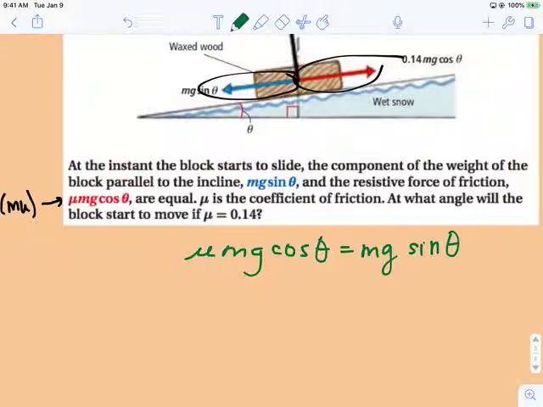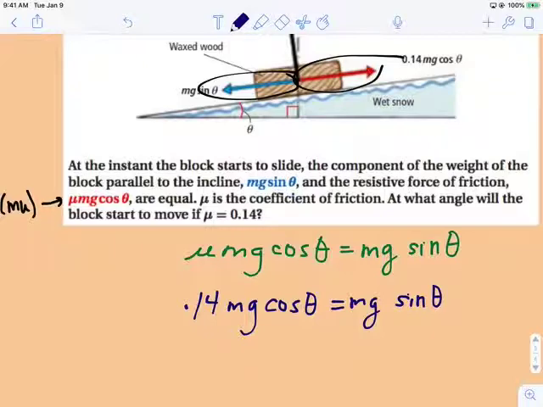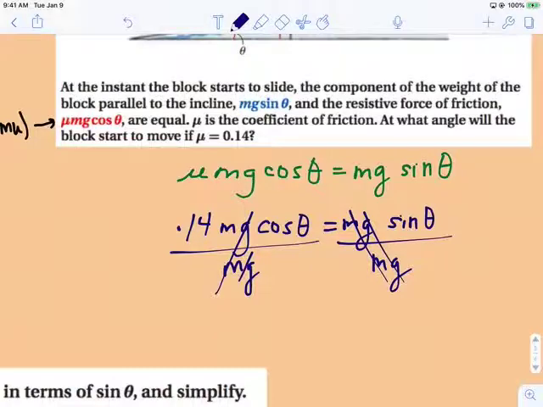Mu is just a u with a nice curve or a tail. They told me mu was equal to 0.14. I see an mg and an mg. Those are multipliers, so then I can divide. Yeah. Okay, so divide by mg. I have 0.14 cosine equals sine.